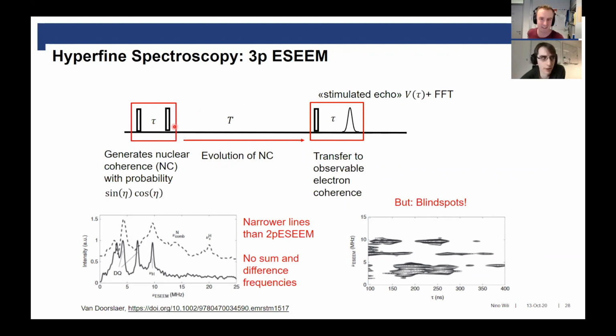So what sort of ballpark numbers would you use for the T delay? Well, it's still in the microseconds range usually, but your lines are so broad anyway, usually, that you don't have to do it forever. Okay. Yeah.